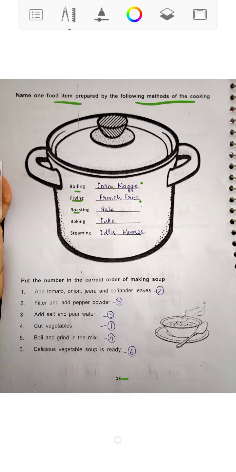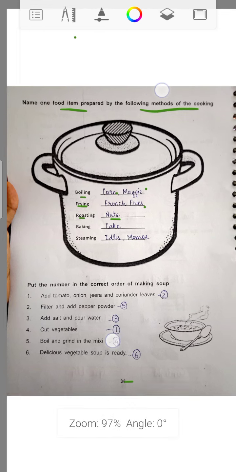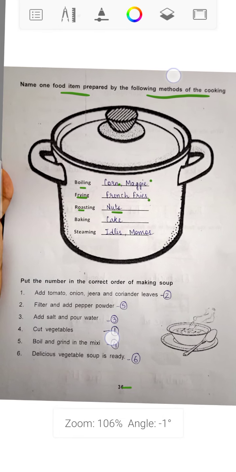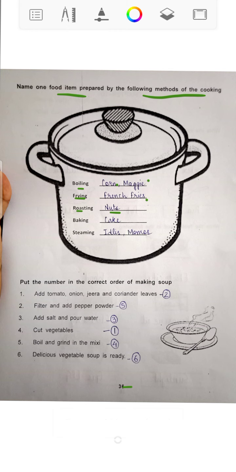नेक्स्ट इज़ रोस्टिंग. जो भी आपके नट्स होते हैं, जैसे कि आलमंड्स हो गए, कैशियोज हो गए, वॉलनट्स हो गए, पीनट्स हो गए, सो ऑल दी नट्स is prepared by roasting. Then baking. So when we talk about the baking, so cake, your cake, dhokla, right? So these are prepared by the method of baking. Next is your steaming. So by the method of steaming, idlis, momos, all of these are prepared.